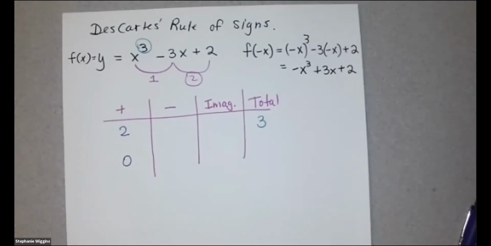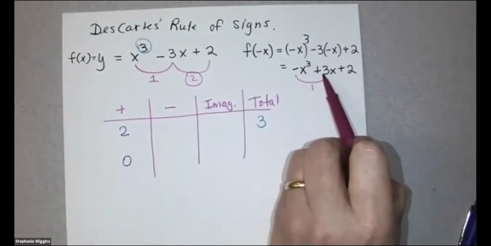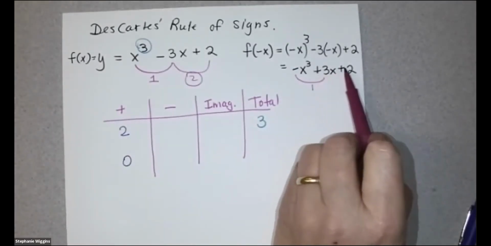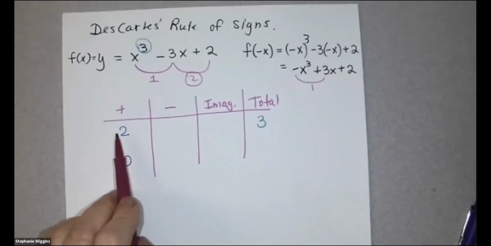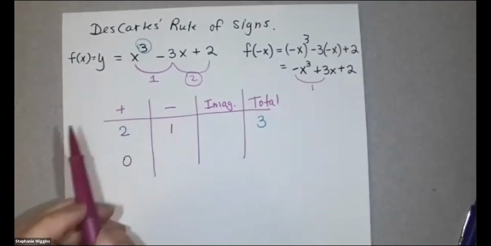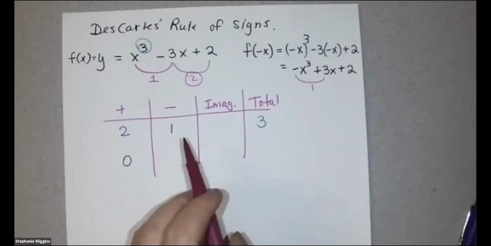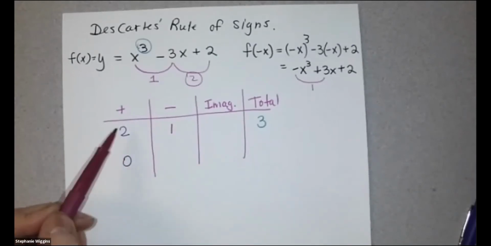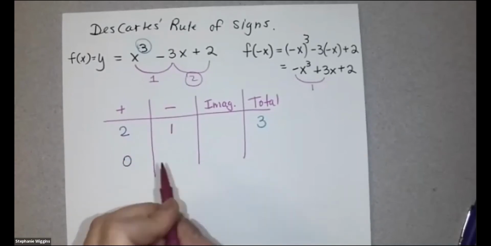Now, notice there's only 1 sign change, okay? So if you go here, you go from negative to positive, that's 1. But here, from positive to positive is no sign change. So there's only 1 sign change. So we have 2 possible positive zeros and only 1 possible negative. And if you subtract 2 from 1, you get a negative number, so you can't subtract 2. Here we could subtract 2 to get 0, but here we can't. So it's either 2 and 1 or 0 and 1.